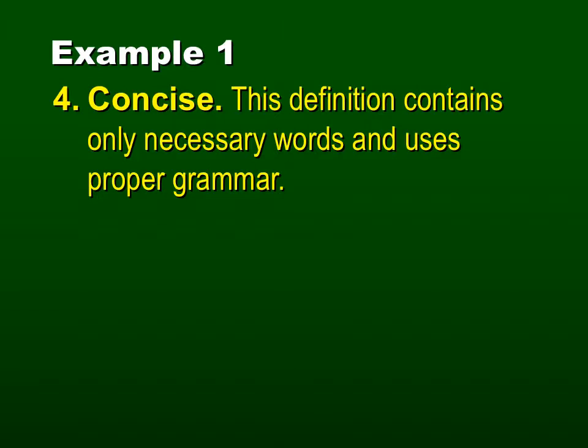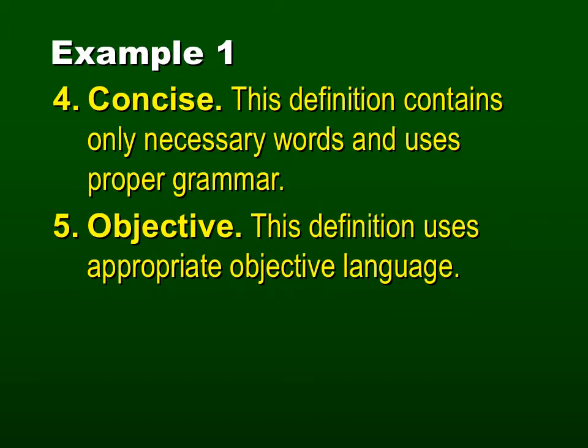Concise. The sentence that defines space was very short and simple. It only used what was necessary, and it had proper grammar. So it is concise. And then the last characteristic, objective. All the language was objective and appropriate. There was no bias, so we do have an objective definition as well.